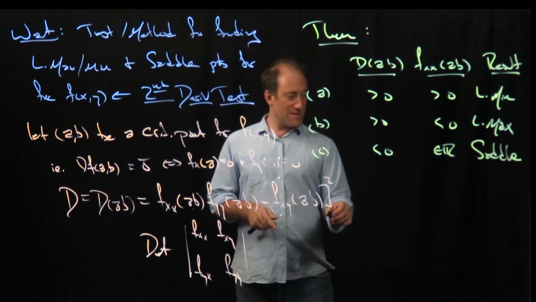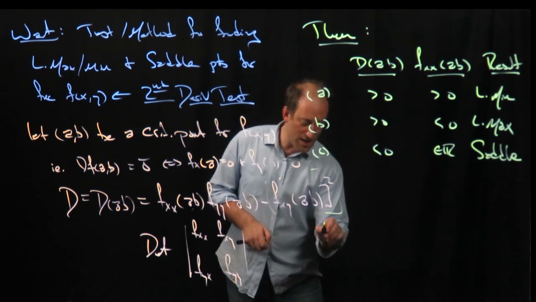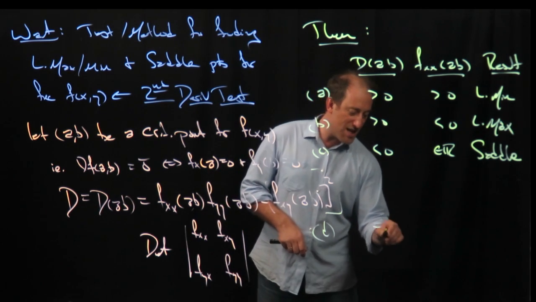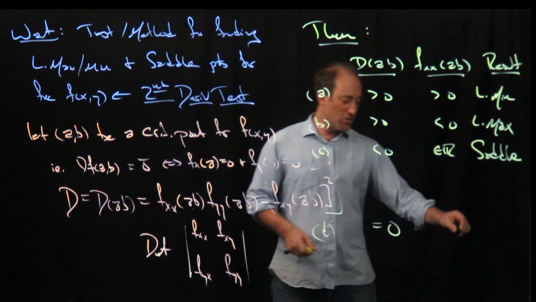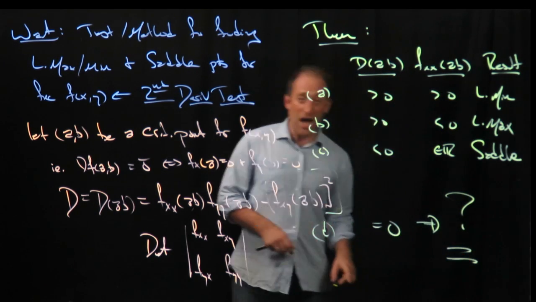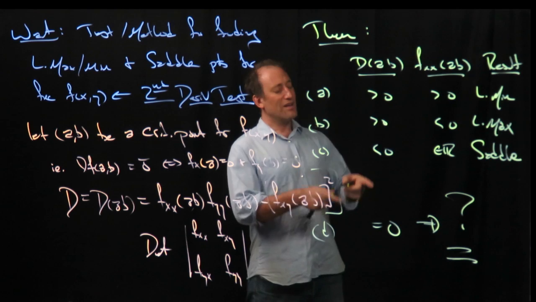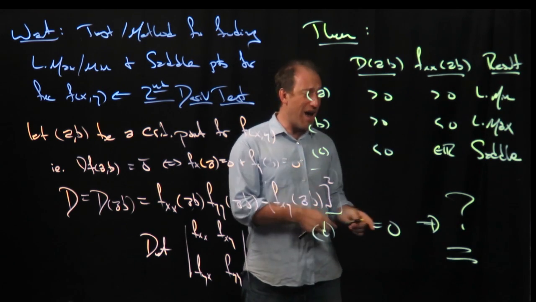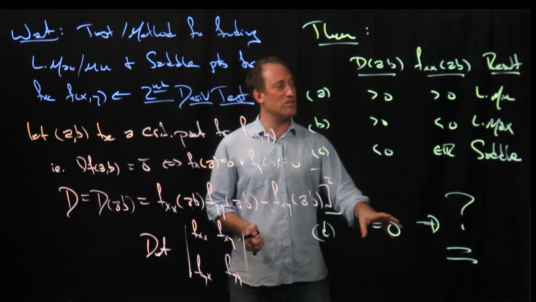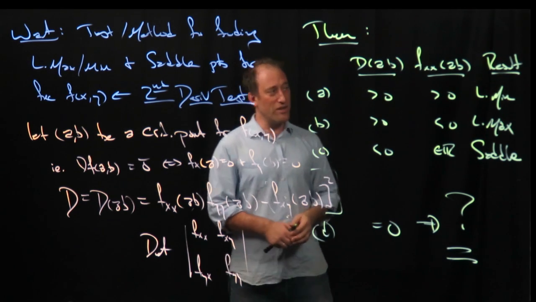Finally, this test breaks for the case where this thing, or discriminant, equals 0. This tells me I have to go looking elsewhere. Don't worry, this class is not about trying to fool you with these really weird pathological cases. This is what you want to hold on to.